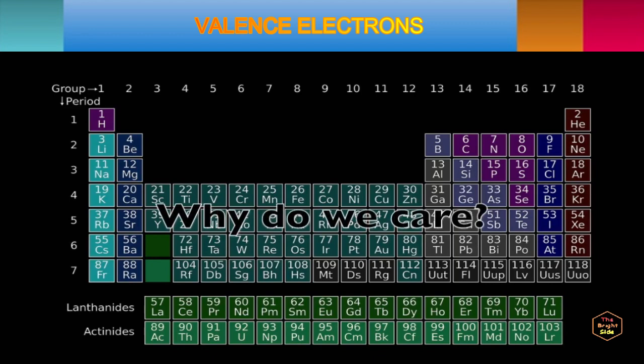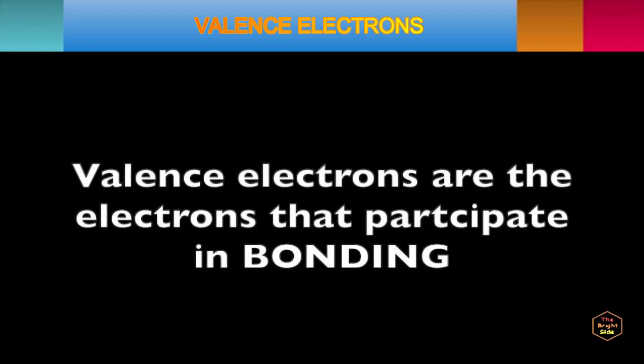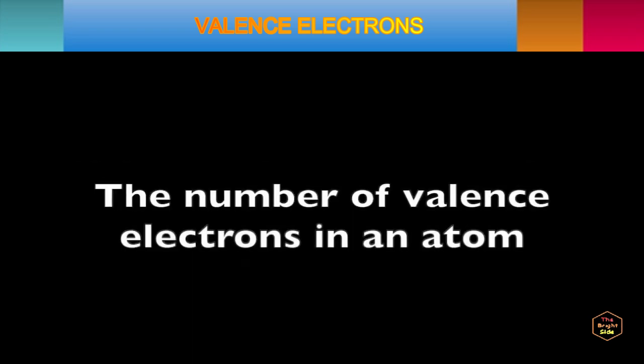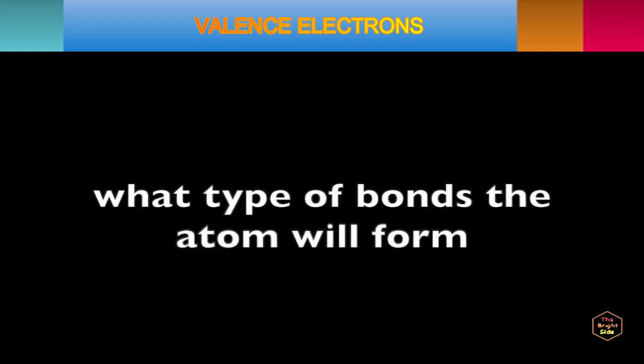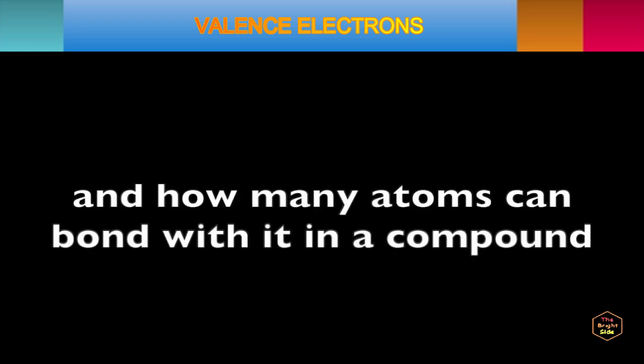Why do we care about valence electrons? Well, valence electrons are the electrons that participate in bonding. The number of valence electrons in an atom determines what other atoms it will bond with, what type of bond the atom will form, and how many atoms can bond with it in a compound.